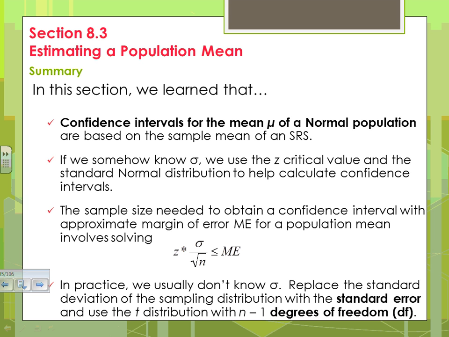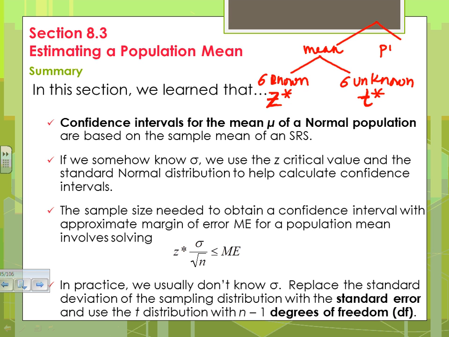Okay, so in the sections we learned about intervals for the mean, and when you're dealing with means, is sigma known or is sigma unknown? If sigma is known, you're going to use z's. If sigma is unknown, you're going to use t's. So not only are you breaking it down between means and proportions, but now within means you have to break it down again.